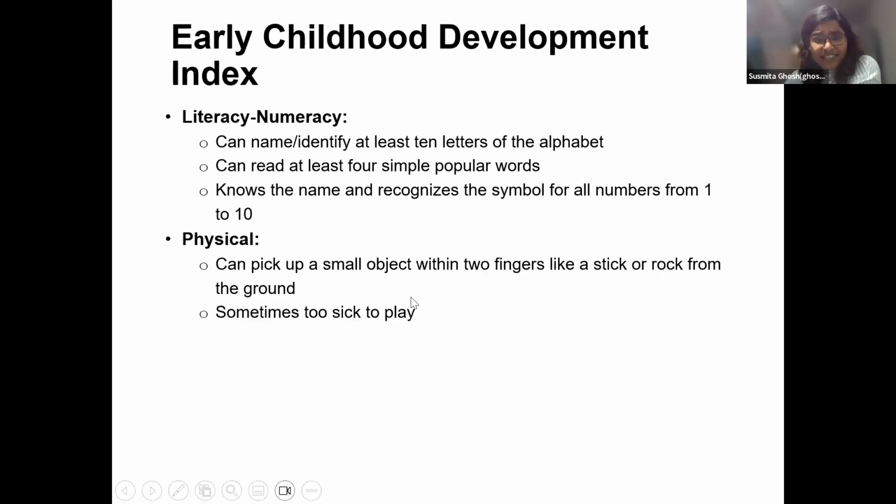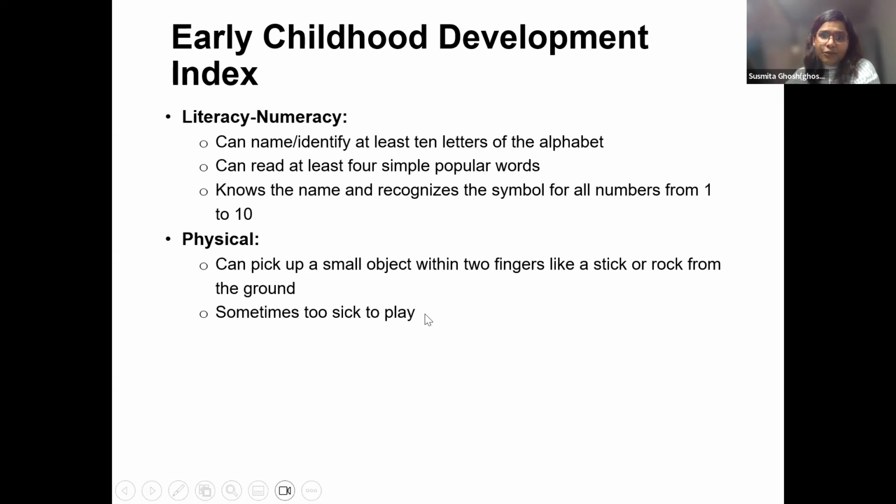And the next domain is the physical domain. Like literacy-numeracy, we also ask some questions related to physical growth. The questions are: can the child pick up a small object with 2 fingers or not, or is the child too sick to play. If the mothers or caregivers report a positive answer for 1 of these 2 activities, then the child is developmentally on track for the physical domain.